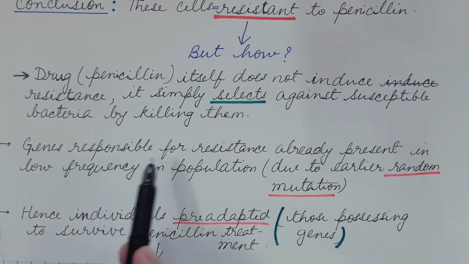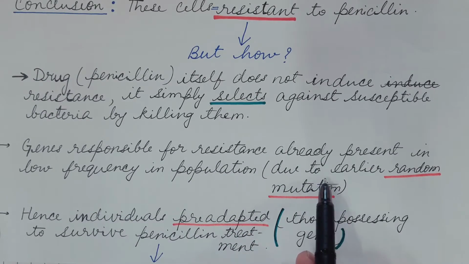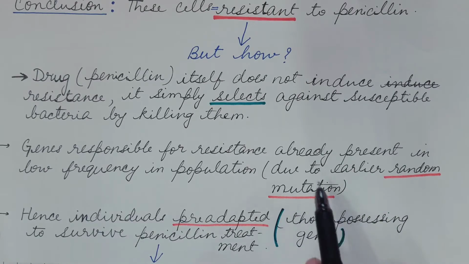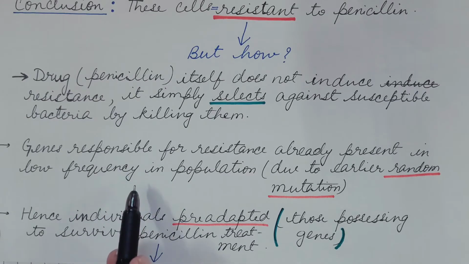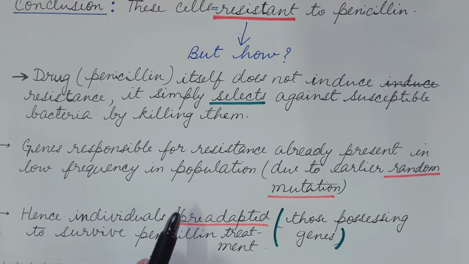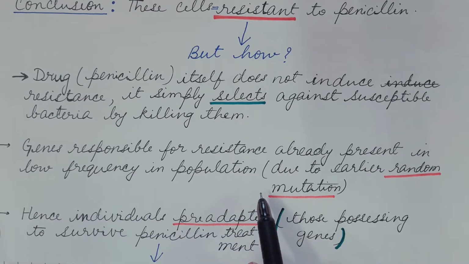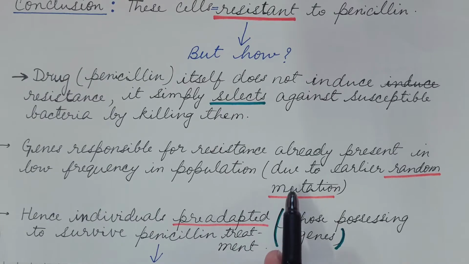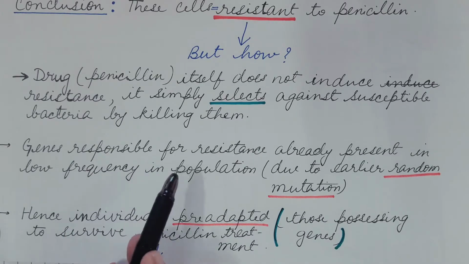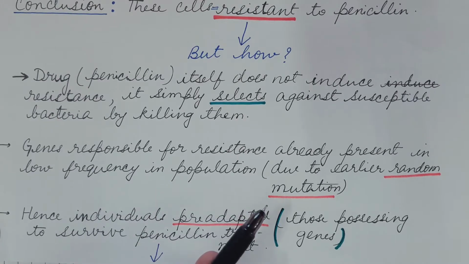There are certain genes that are responsible for the resistance, and these develop due to an earlier random mutation. These are already present in the population. Earlier, these are present in low frequency because these do not have an advantage over the ones which have the normal genes and are susceptible to penicillin, because these were grown on the normal agar medium. But when these are grown on the penicillin medium, then these have the advantage over the normal ones.